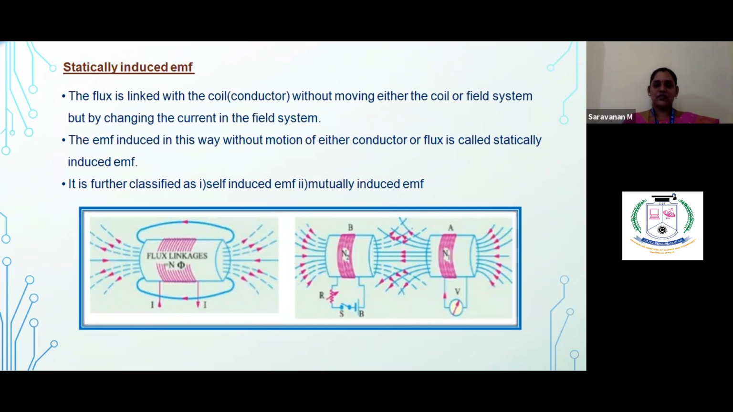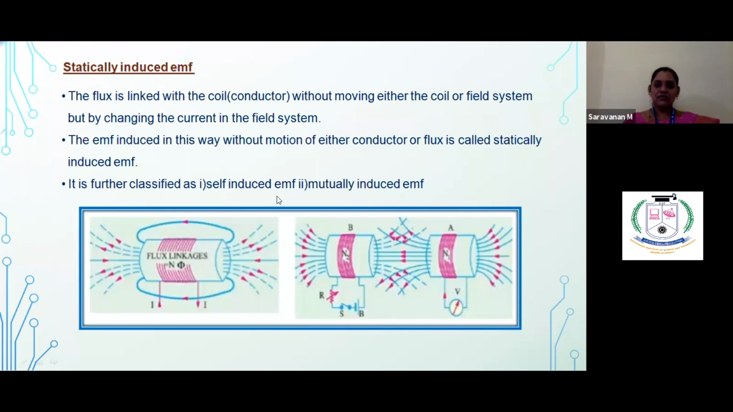Statically induced EMF. So in this case, you can see your coil is not moving and you're not even moving your magnetic circuit. Nothing is going to be moving over there. Everything is kept stationary. Just you're going to change the current flowing through the coil. When the current flowing through the coil is changing, then the magnetic flux linking with the coil is changing. When the magnetic flux linking with the coil is changing, you're going to have your statically induced EMF produced. Your statically induced EMF is again further classified into two.